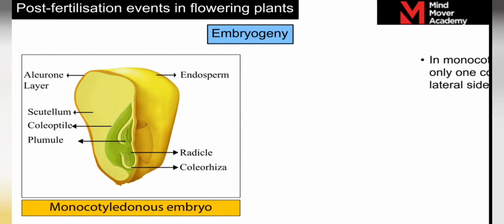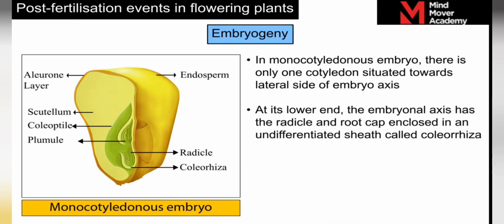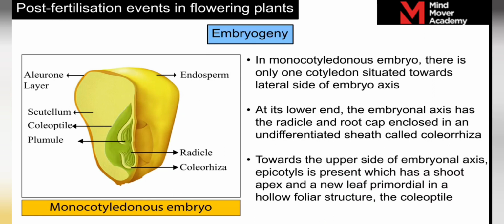In a monocotyledonous embryo, there is only one cotyledon, which is situated towards the lateral side of the embryo axis. The cotyledon is known as the scutellum in the grass family. At the lower end, the embryonal axis has the radicle and root cap, which is enclosed in an undifferentiated sheath called the coleorhiza. Towards the upper side of the embryonal axis, the epicotyl is present, which has a shoot apex and a few leaf primordia enclosed in a hollow foliar structure, the coleoptile.